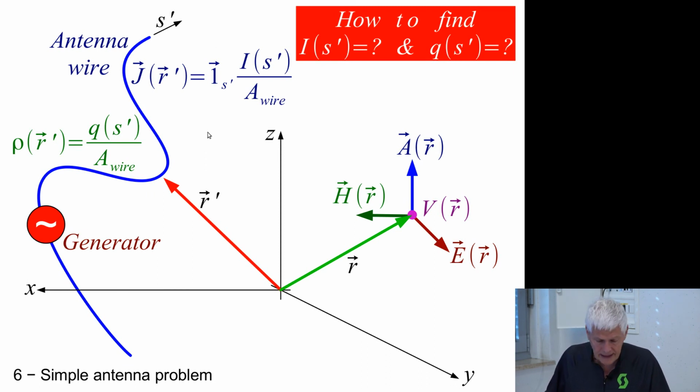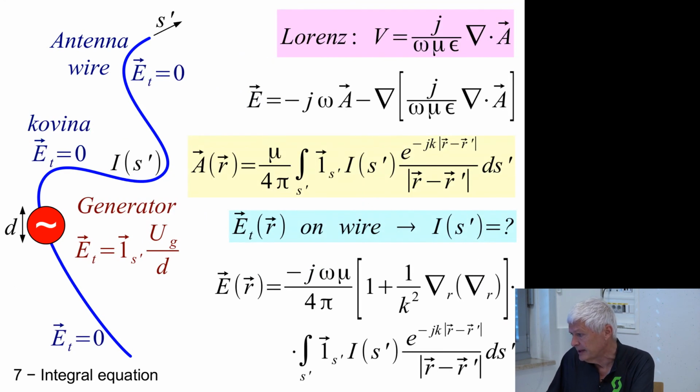Now, to calculate any kind of antenna, we have to find a method to find the current distribution, and to find the charge distribution on our antenna. And that's the real difficult antenna problem. We didn't deal with this problem yet in our antenna course because we couldn't solve it. And in fact, the solution is complicated.